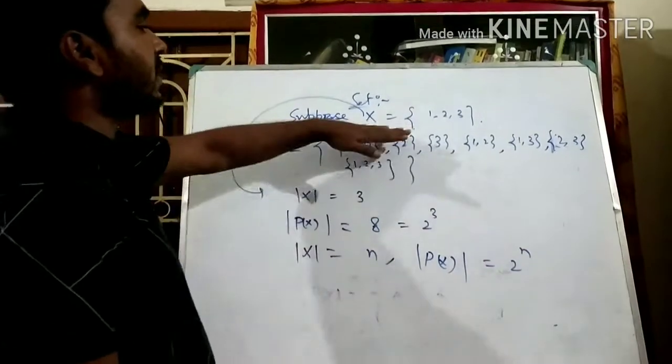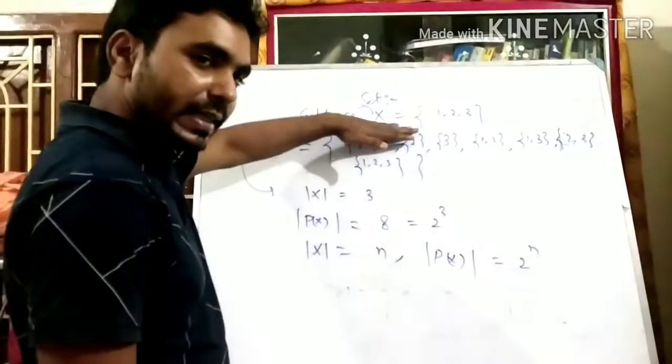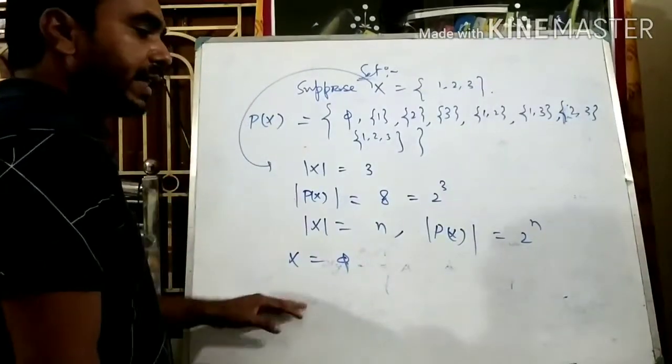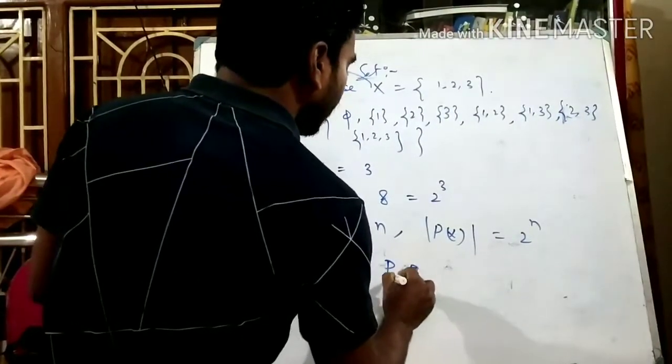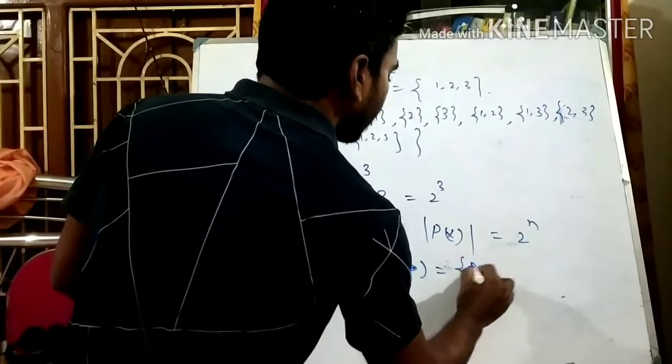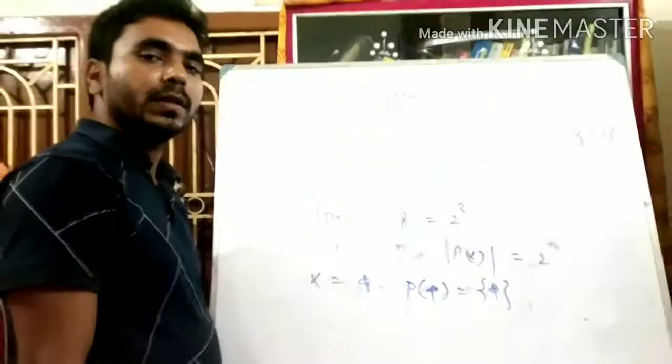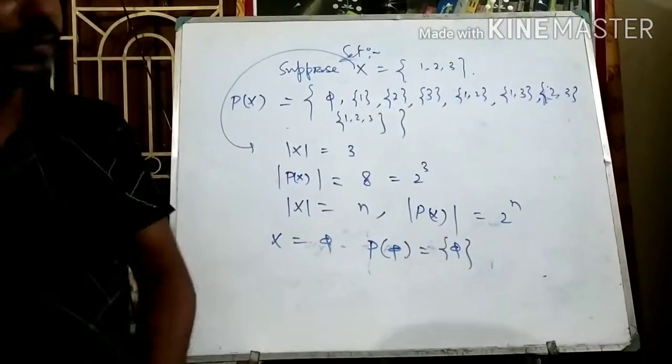Okay, what happens if we take the set X as the null set? Suppose X is equal to phi. Then the power set of phi will be the singleton set {phi}. So the power set of phi will be a singleton set, and that is nothing but this.